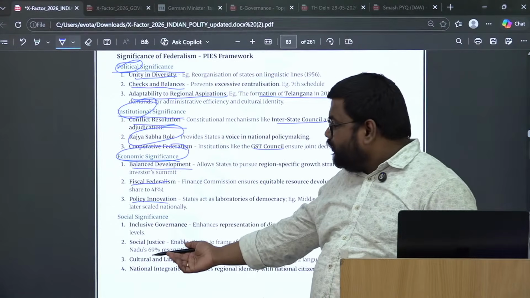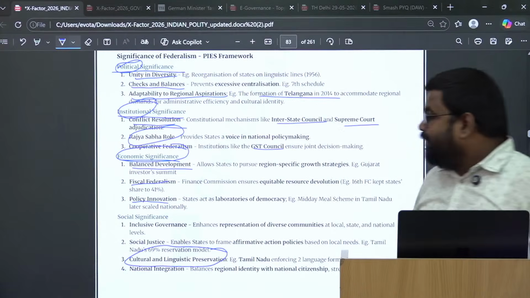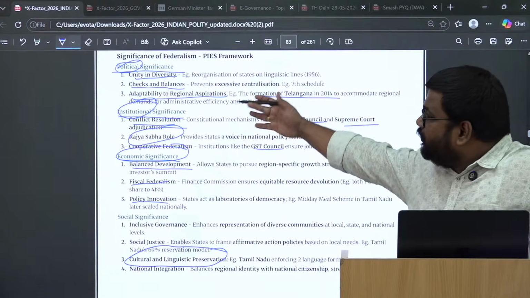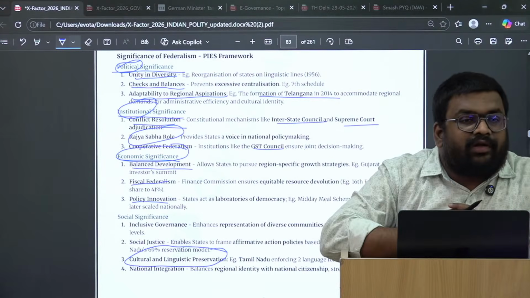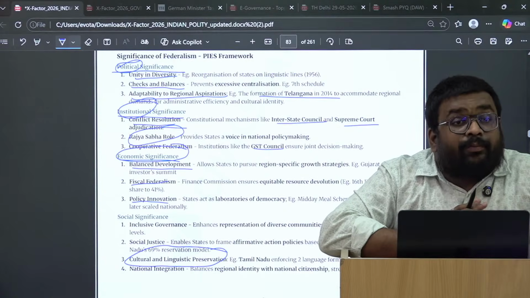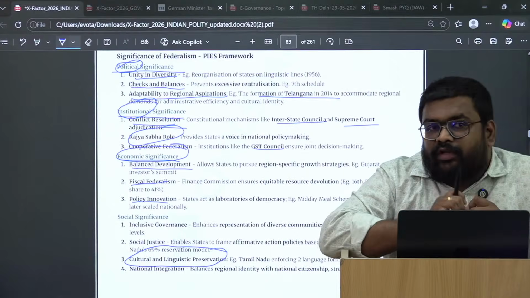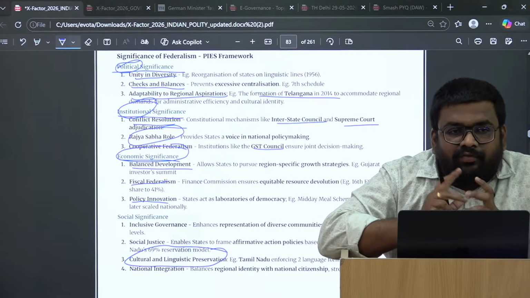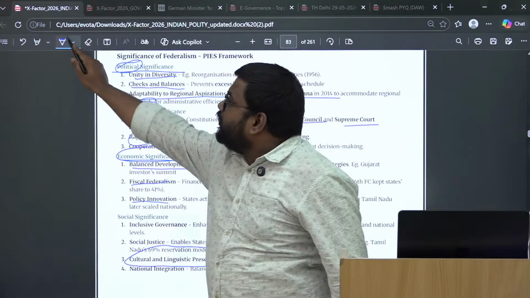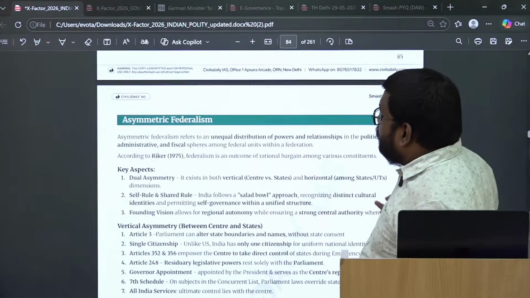सोशल सिग्निफिकेंस, सोशल जस्टिस, प्रिजर्वेशन ऑफ कल्चरल एंड लिंग्विस्टिक राइट्स एंड नेशनल इंटीग्रेशन. ठीक है, तो अगर even if you just remember these 4 points, political, institutional, economic, social, automatically 2 points आपको याद आएंगे. So the important point is whatever heading you are reading, always try to go for the classification. That will enhance your retention and that will also enhance the diversity of the points.